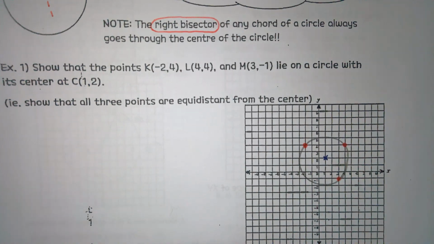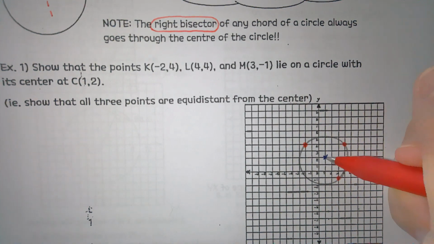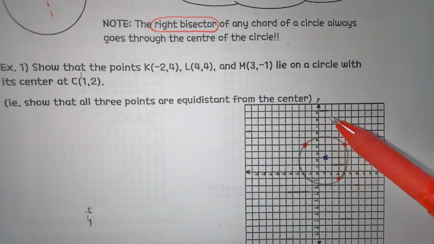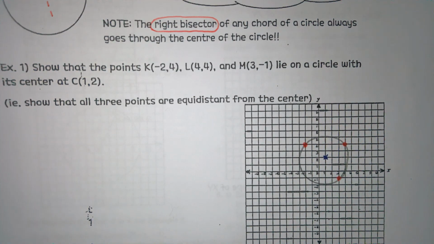Okay, so if this is the center, how do I prove that that's the center? Yep. Draw a triangle from the circle using the 3 points and then use the right bisector. Okay, yeah, I could definitely do that. I could draw the chord and then the right bisector, but that's a lot of work. I want to do the easy way.